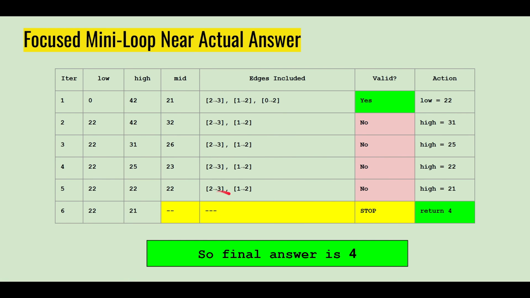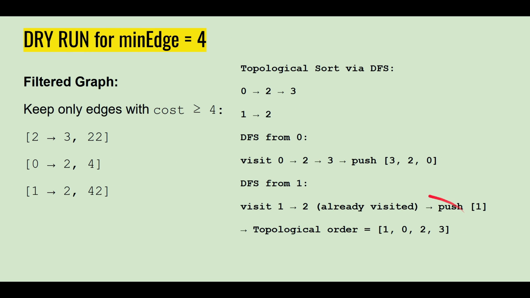Then we'll find, from 2 to 3 and 1 to 4, the answer, right? We'll get the valid answer. Once you get the valid answer, you will return it, this is the final answer we have. We have seen this example, right? So we have filtered the graph.